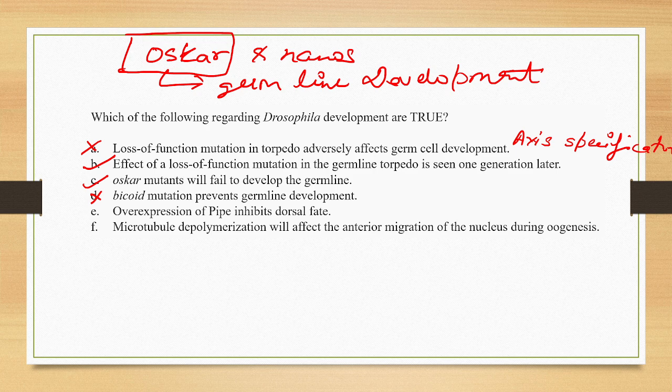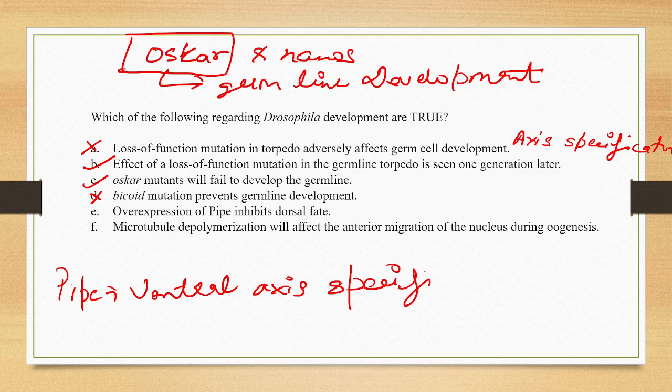Then, overexpression of pipe inhibits the dorsal fate. So what is the function of pipe? Basically, pipe is very important for determining the ventral fate. So pipe protein is important for ventral axis specification. So pipe is involved in ventral expression.